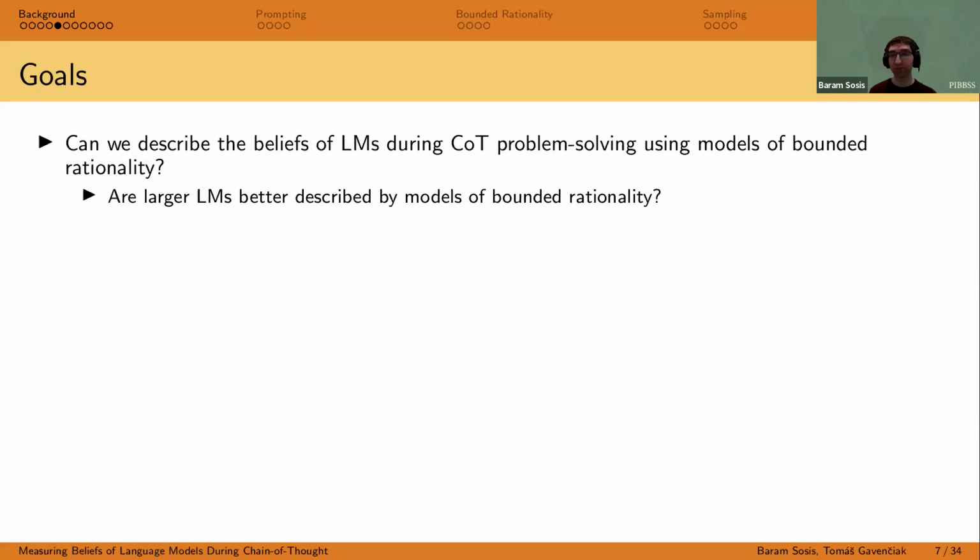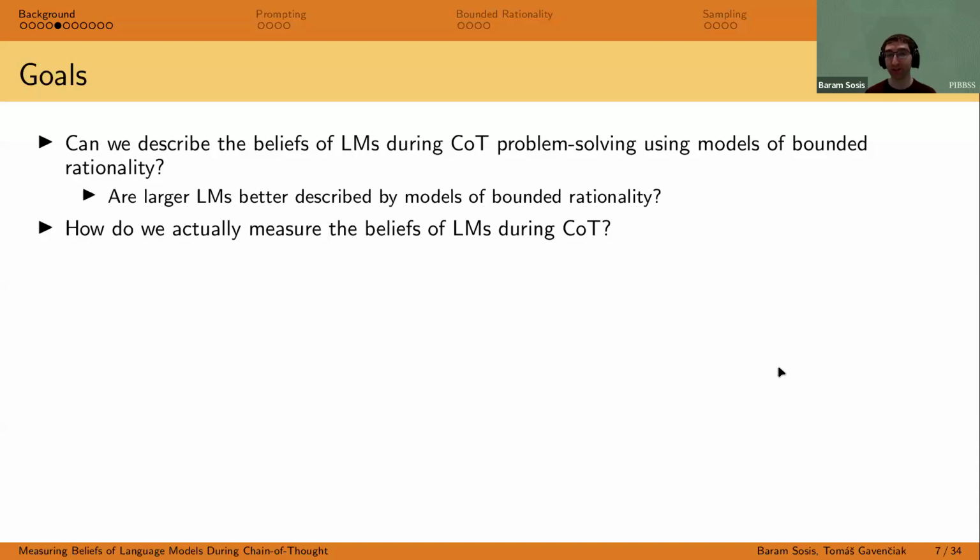Yeah, but to do all of this, we first have to actually measure the beliefs of language models during chain of thought. And this turned out to be somewhat non-trivial. It's not actually clear, at least to me, working on this project, how to measure beliefs properly.